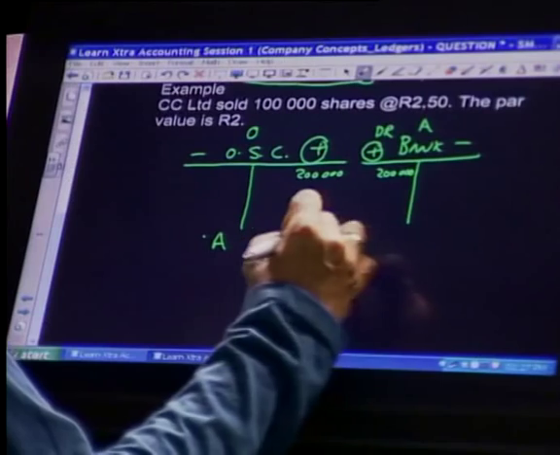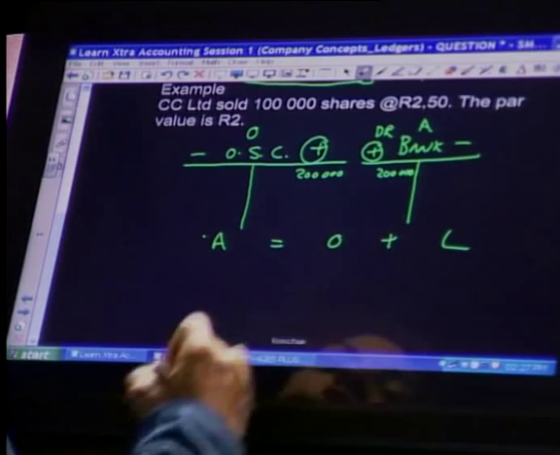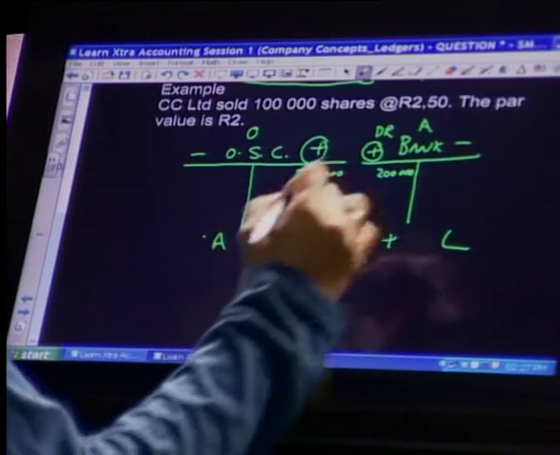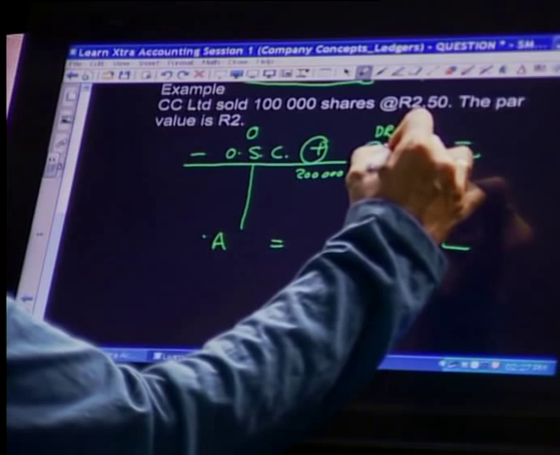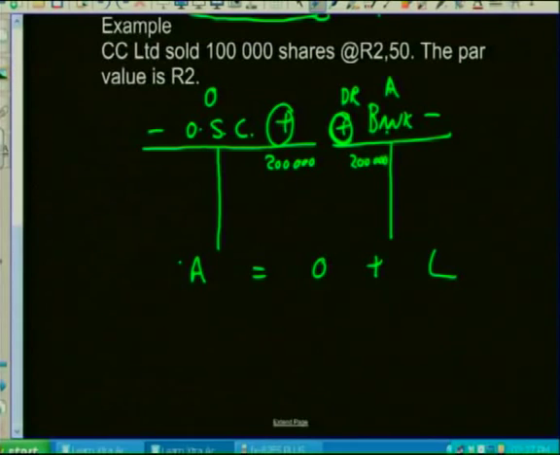Let's now look at the effect a transaction like this would have on the accounting equation. Remember the equation, A is equal to O plus L. Assets, bank is an asset. Your asset is being debited, therefore your assets are increasing. Money in my bank account is increasing, hence my assets are increasing by the 200,000. At the same time, owner's equity, if we look at O, owner's equity is also increasing by an amount of 200,000.